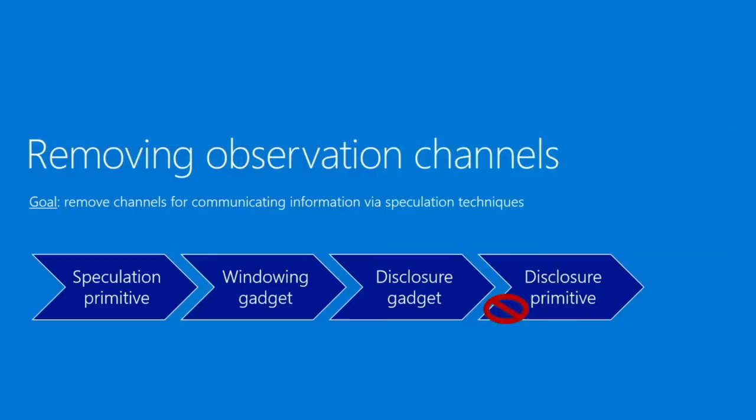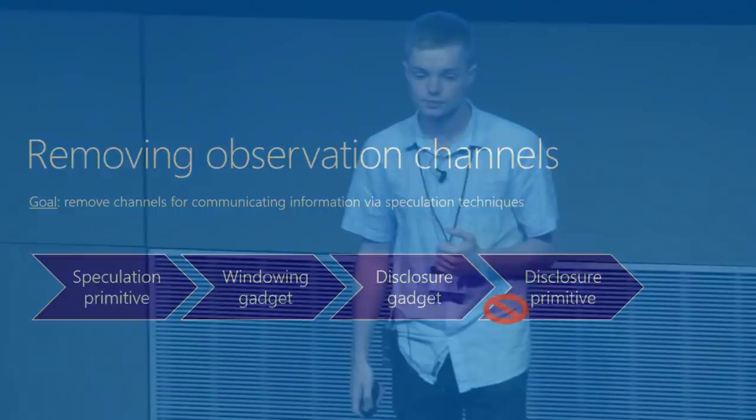And the final tactic we have is removing observation channels. Once again, the goal here is to make it difficult or impossible for an attacker to observe changes made during speculative execution.